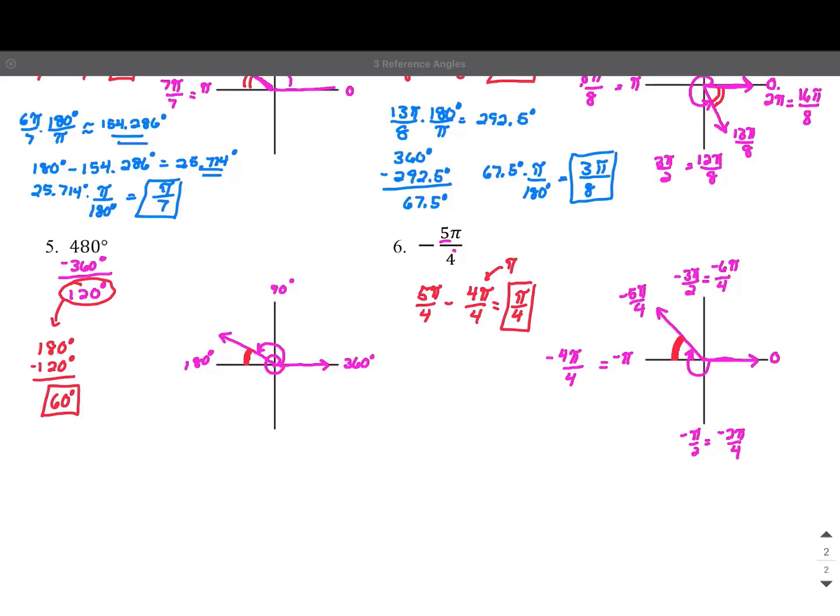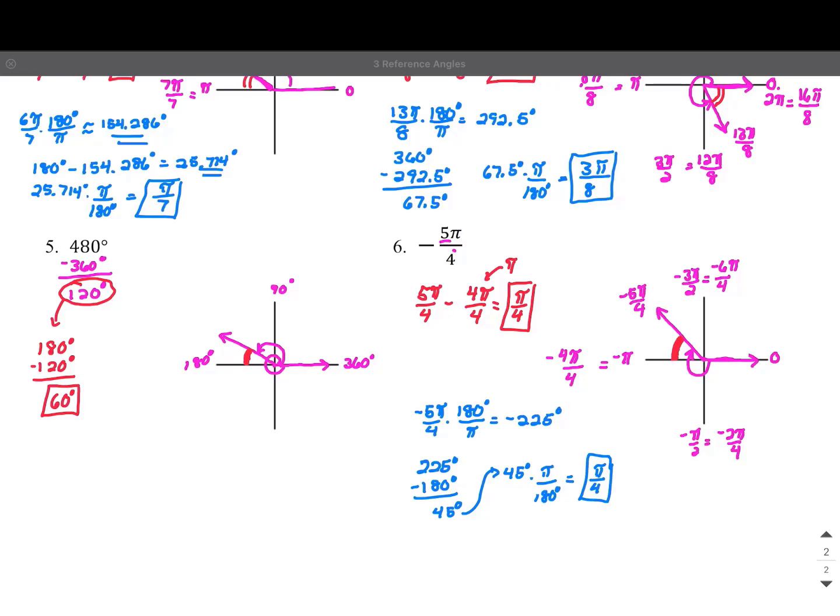Because, of course, if you did this in degrees, negative 5 pi over 4 times 180 degrees over pi, you're going to get negative 225 degrees. And then you take that 225 degrees and you subtract 180 degrees, you get 45 degrees. You should have this one memorized, but otherwise you're going to multiply. 45 degrees times pi over 180 is pi over 4. So you will get the same answer. It's just the work is a little different.